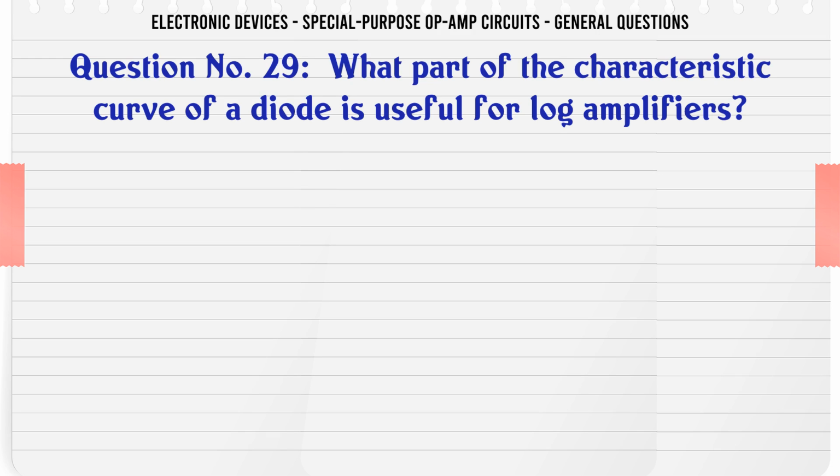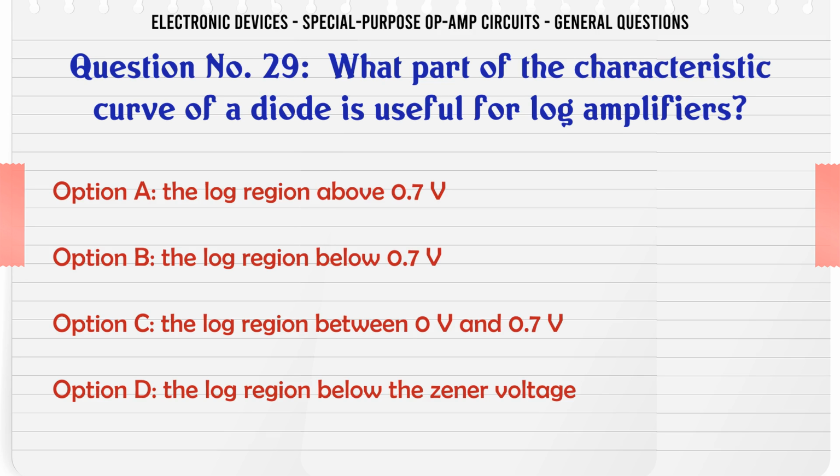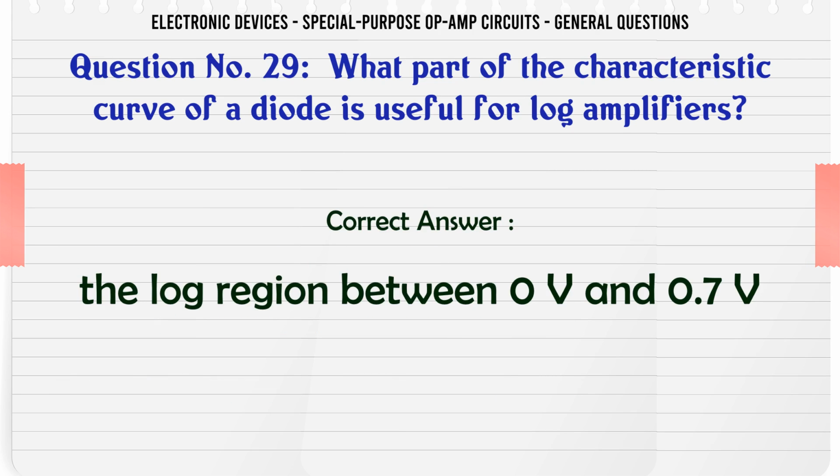What part of the characteristic curve of a diode is useful for log amplifiers? A. The log region above 0.7 V. B. The log region below 0.7 V. C. The log region between 0 V and 0.7 V. D. The log region below the Zener voltage. The correct answer is the log region between 0 V and 0.7 V.